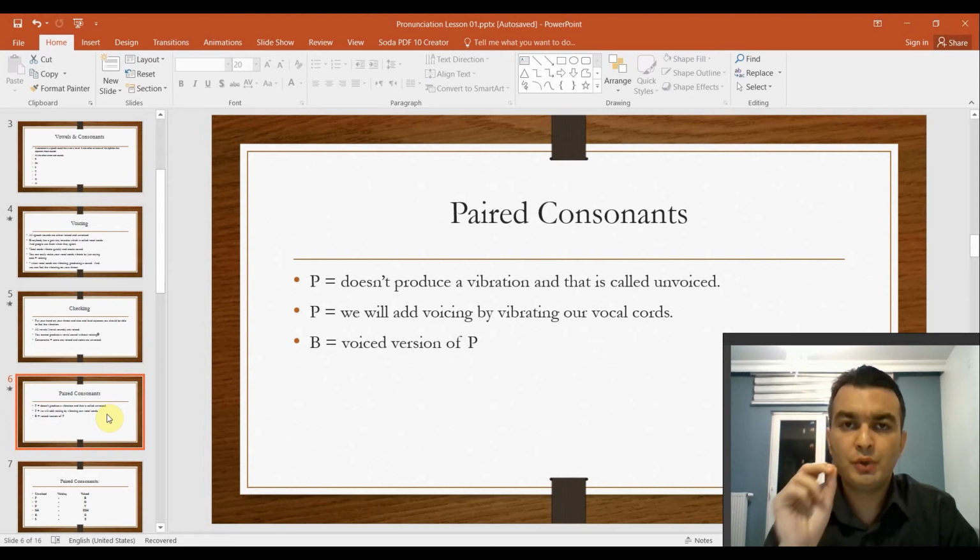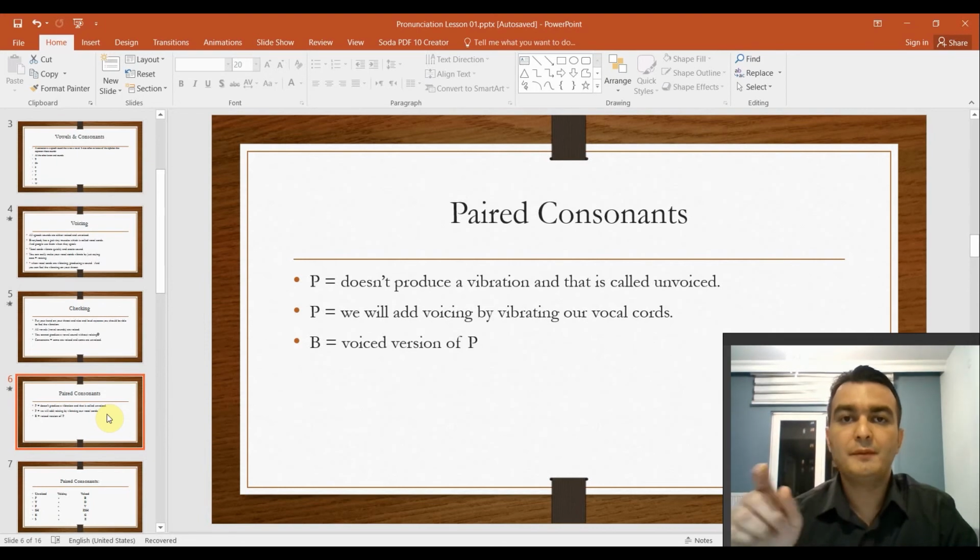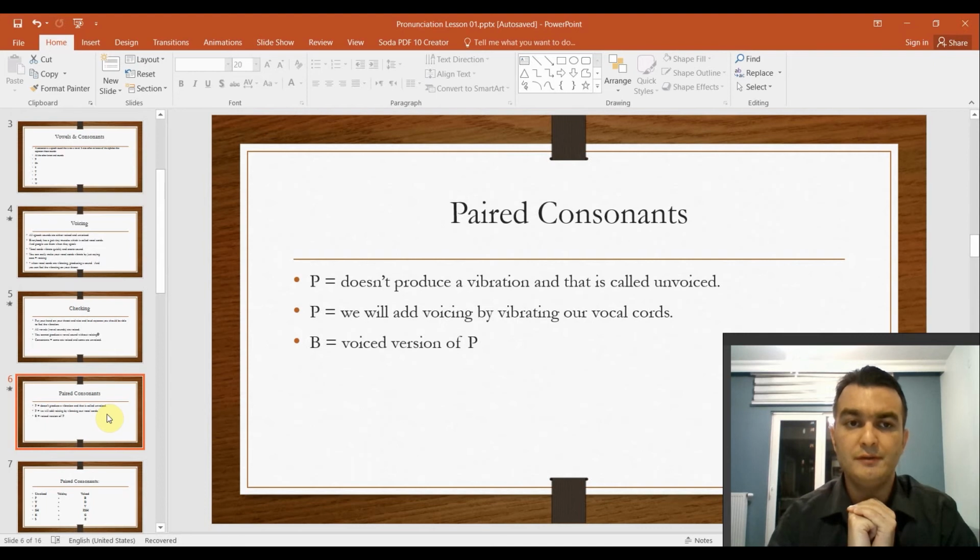Now try to add some voice, okay? Add some voice to p. For example, like p, p, b. You see? B. Say b, b. You feel the vibration, right? So that b sound, okay, is voiced. So p and b are paired consonants, okay? They are so similar to each other.